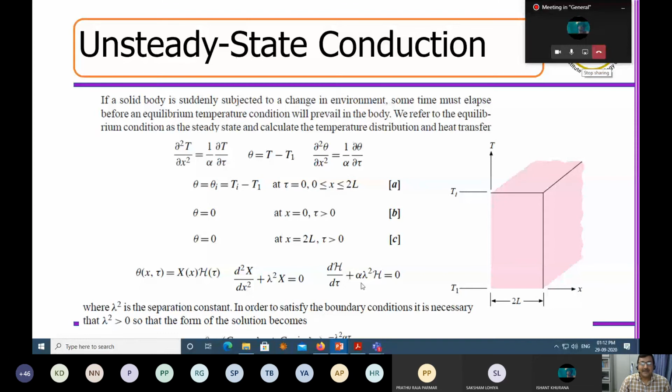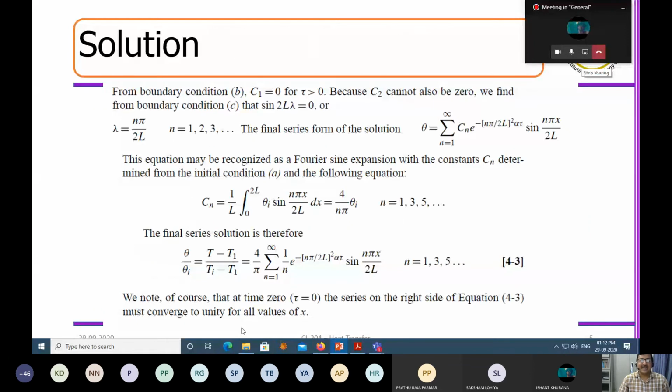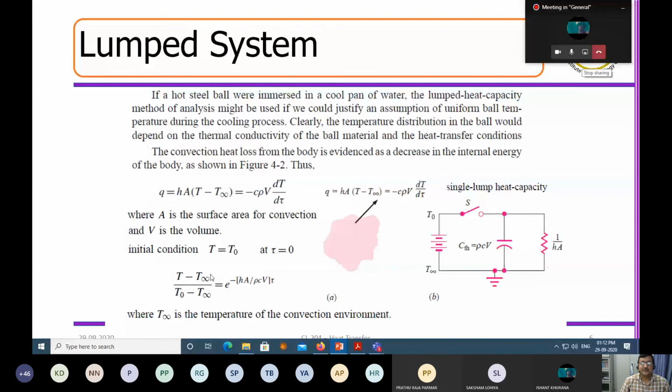So a complicated parabolic equation like unsteady conduction you may solve like this, which has a very standard solution in terms of the error function. You put certain variables, certain constants like that, and then the final solution comes out to be something like this. This is the solution.